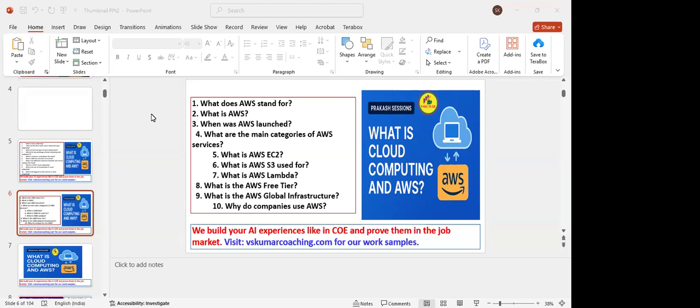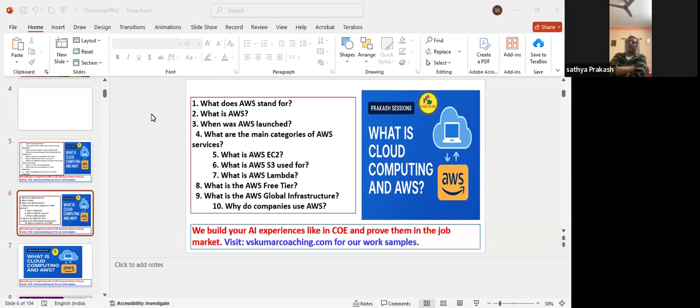Okay. Sure. Next question, sixth one. What is AWS S3 used for? S3's full form is Simple Storage Service, and it is used for storing and retrieving images, videos, and backups.